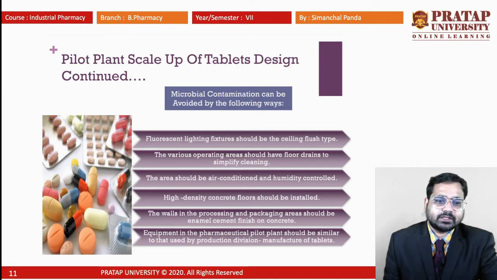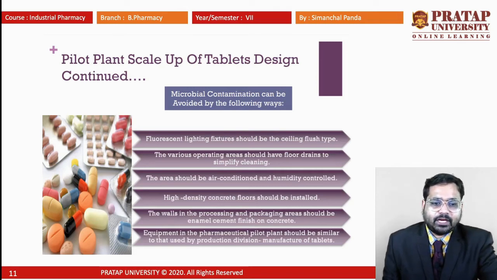So the environmental conditions must remain constant, and if we control the humidity, then the microorganisms cannot get sufficient moisture to grow in the particular area, and the temperature must be maintained. High density concrete floors should be installed. The walls in the processing and packaging areas should be enamel cement finished on concrete. Generally we can use some peroxide paints so that there is no chance of growth of microorganisms. It just makes a protective layer, and those paints are generally used in different pharmaceutical industries.